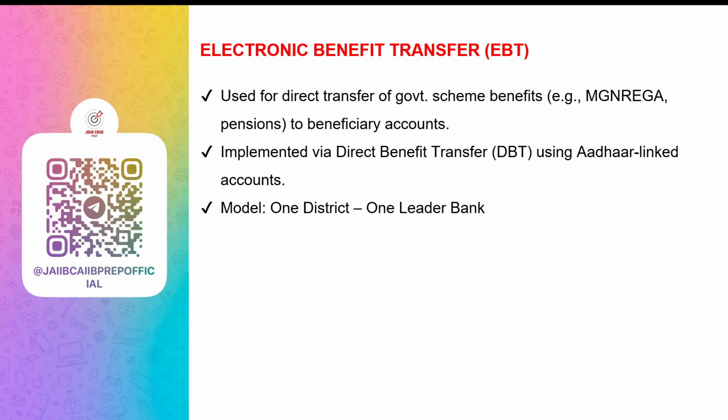Electronic benefit transfer. So EBT is a system used by the central and state governments to send money directly to the bank account of people who get benefit from schemes like social security schemes, rural employment schemes, old age pension schemes, insurance schemes for the poor. And why EBT? Why electronic benefit transfer? To avoid delays and remove the middlemen, to make sure money reaches the right person and to support financial inclusion, that is bringing everyone into the banking system.